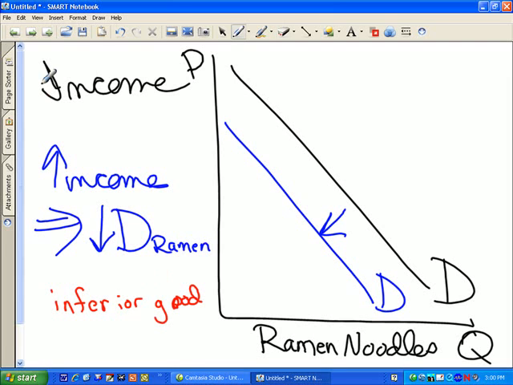Another example would be, say, macaroni and cheese. As your income goes up, you eat less macaroni and cheese just because you substitute for things that are better, like fettuccine. Or in the case of ramen noodles, something more gourmet. You could also think about hamburgers versus steak. As your income goes up, you're going to eat more steak, and less hamburgers. So that's an example, inferior goods.